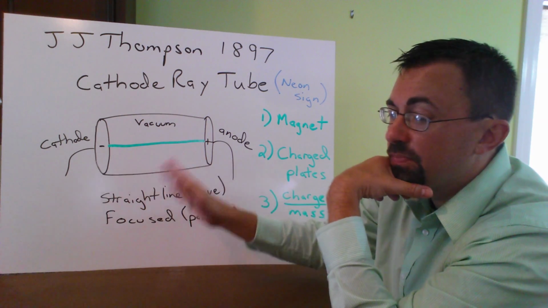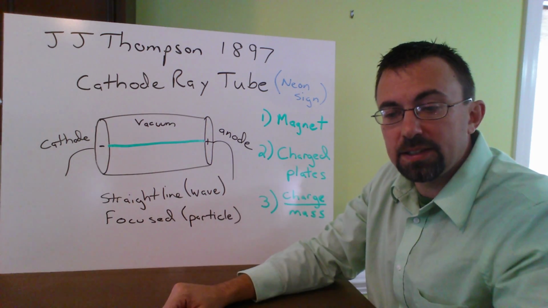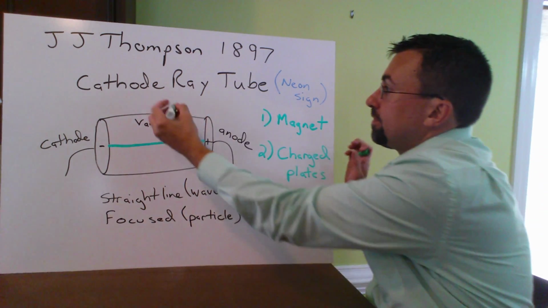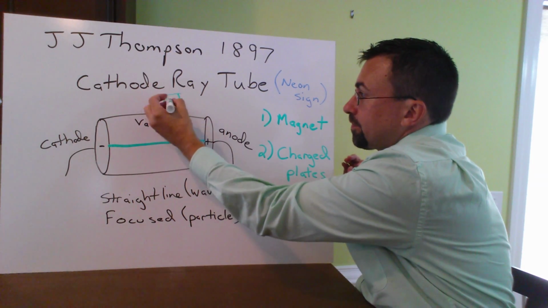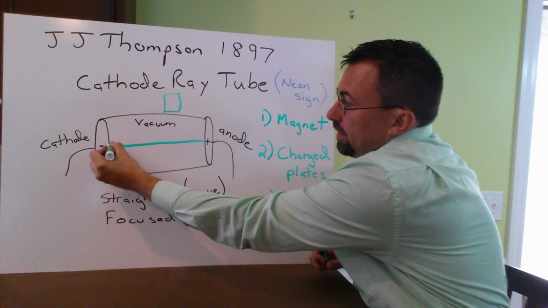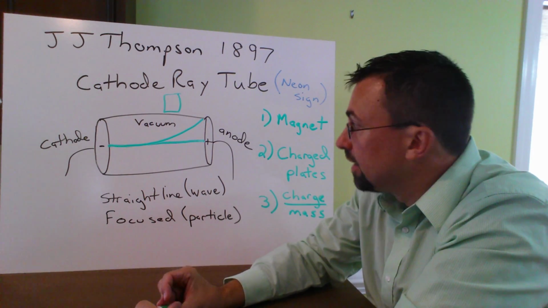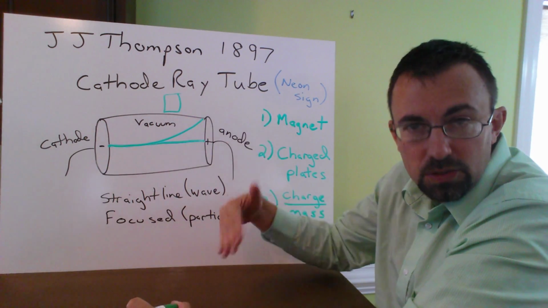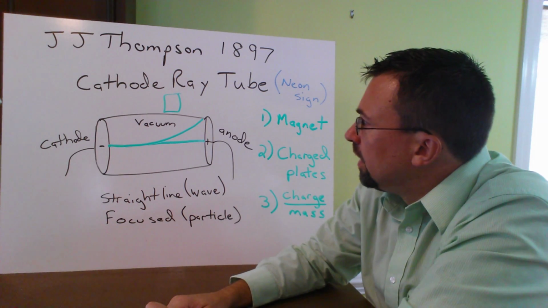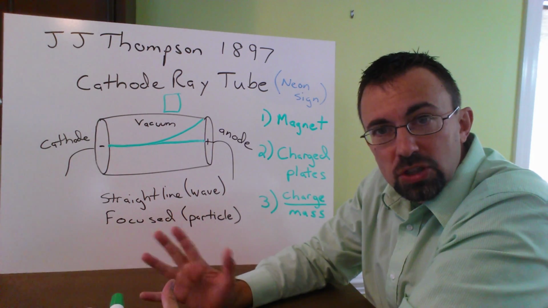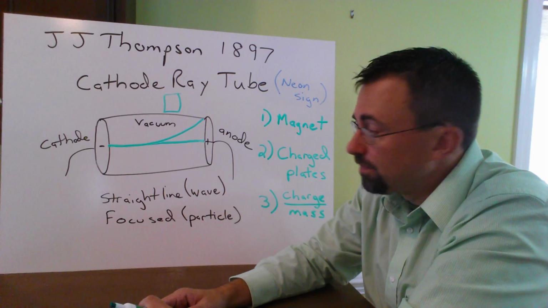So he had this tube, and the first thing he did was he put a magnet there. So if you put a magnet next to this, what you see is the ray bends towards the magnet. And of course, if you reverse the direction of the magnet, you can bend it the other way. And it implied that it had a charge. So this was a charged particle.